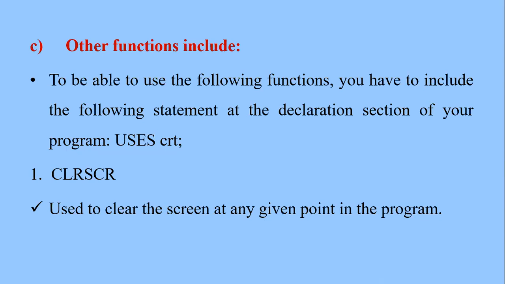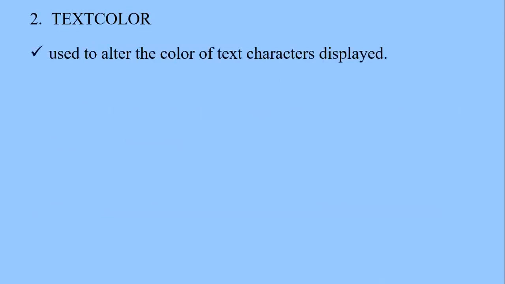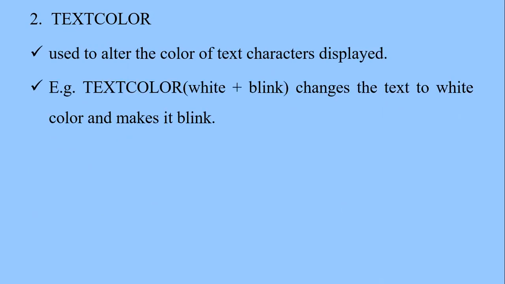So in other words, if you have to use other functions, you have to include certain, let me call them files. You have to declare certain items. For example, uses CRT. Those are functions to do with the screen. We have text color, used to alter the color of text characters displayed. For example, text color in bracket white plus blink changes the text to white color and makes it blink.